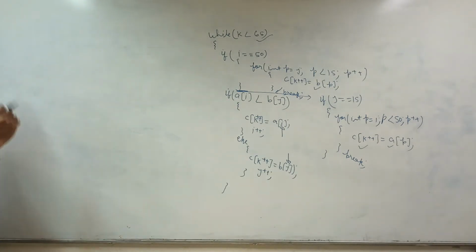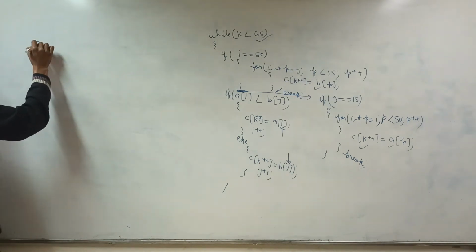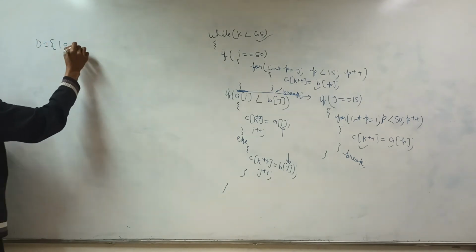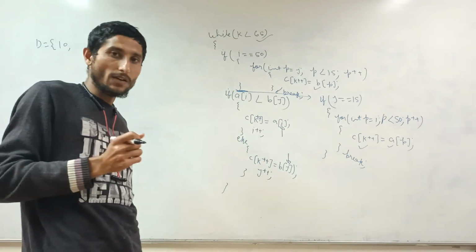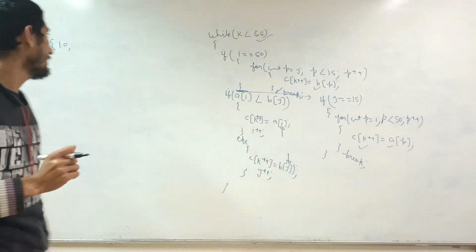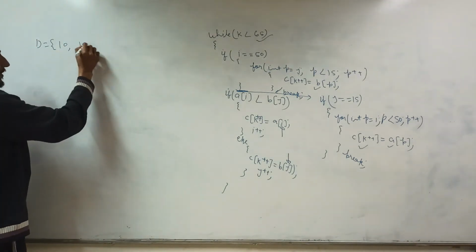So first of all, let me tell you the logic. Let's say an array is given to you. Let me change the name of the array. Let's say D equals 10. And it is quite obvious that the elements will be sorted. That's why we will take advantage of this. Okay, so let's say elements like this.